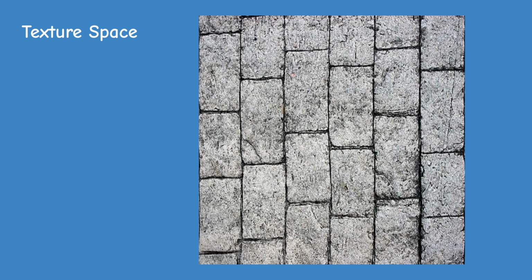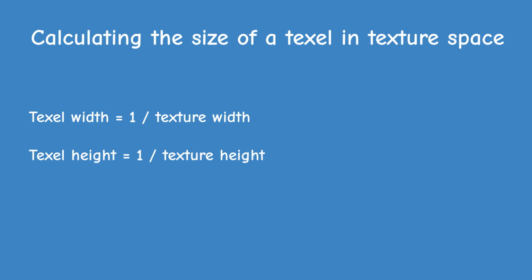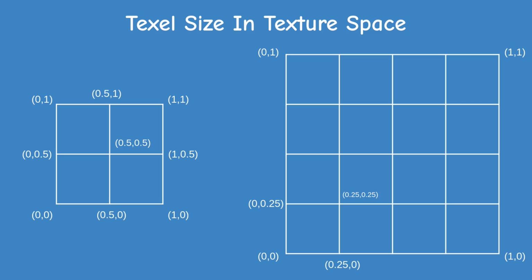The texture coordinates are normalized. Therefore, coordinate 0,0 matches the bottom left-hand texel, and coordinate 1,1 matches the corner on the opposite side. In order to calculate the size of a single texel, we need to divide 1 by the width and height of the texture. Here we can see a 2 by 2 and a 4 by 4 texture. The width and height of the corresponding texels are 1/2 and 1/4, respectively.